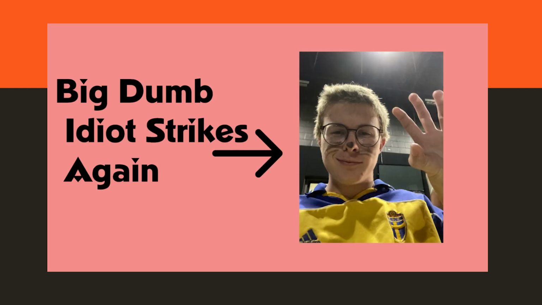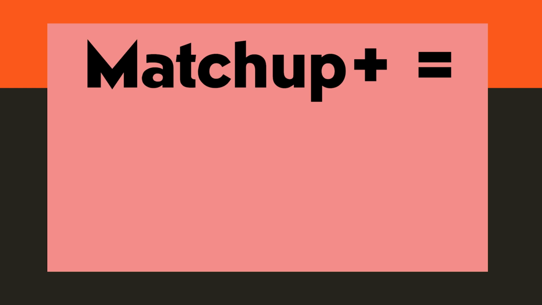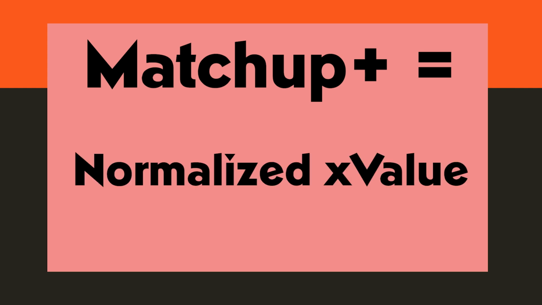Hello, this is me from the future. The video was going to end here, but then I realized that I forgot the most important aspect of the stat because I'm a big dumb idiot. So to actually find matchup plus, which is the whole point of this video, and I just somehow omitted it, to find it, you just normalize expected value.